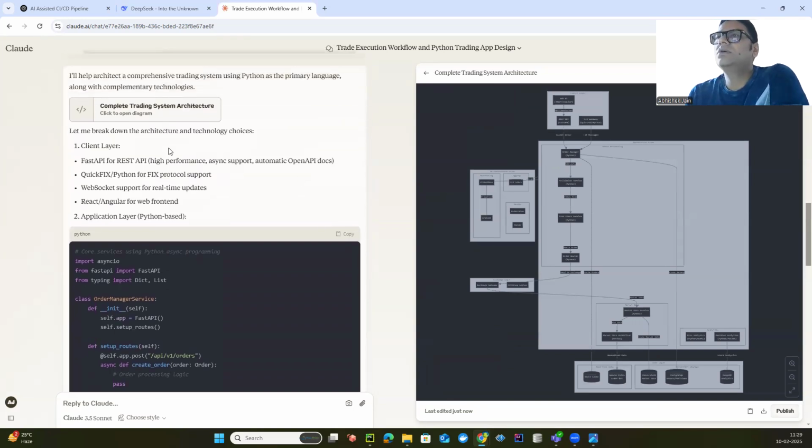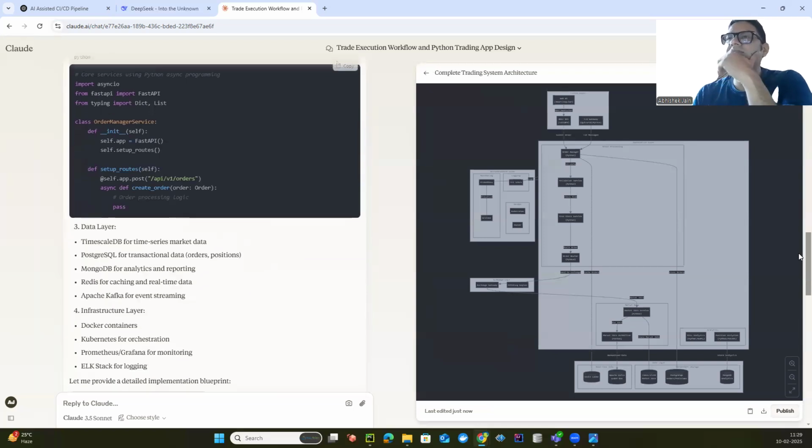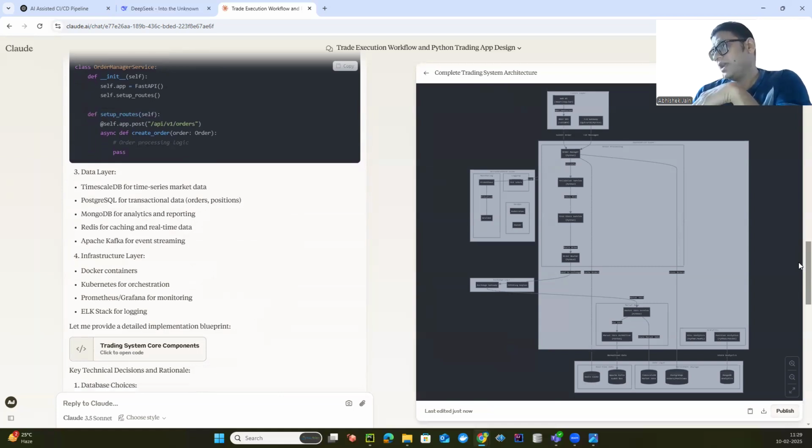So client layer, QuickFIX and WebSocket, application layer, it has provided Python code as well. Data layer, right? So we have TimescaleDB for time series market data. That's another component. If you look at some of the components given in ChatGPT, there are some differences in DeepSeek R1, then some more differences in Claude AI, right? So this is how the hierarchy looks to me.